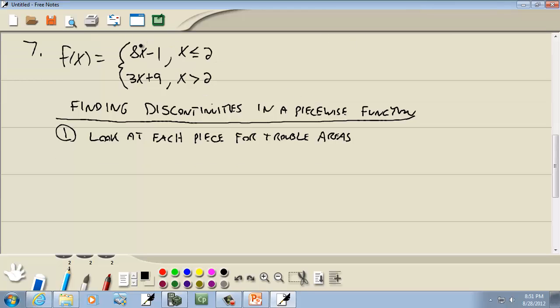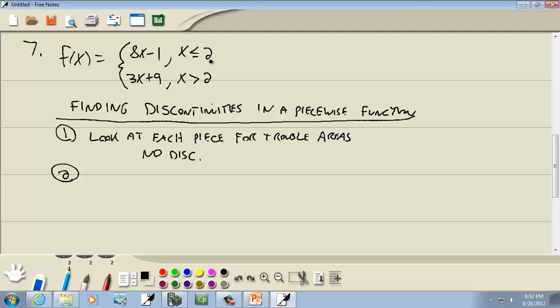Well, if I look at each individual piece, like 8x minus 1, that's just a line. It doesn't have any holes in it. There's no fractions, there's no radicals, so that's fine. 3x plus 9, there's no holes, nothing there, it's fine. Remember, it's only if you have a fraction or you have a radical. Now, you really can't have a piecewise function inside of a piecewise function, so that's nothing to worry about. So we're looking for radicals and fractions. If you don't have either of them, then they're fine. So here, there's no discontinuities.